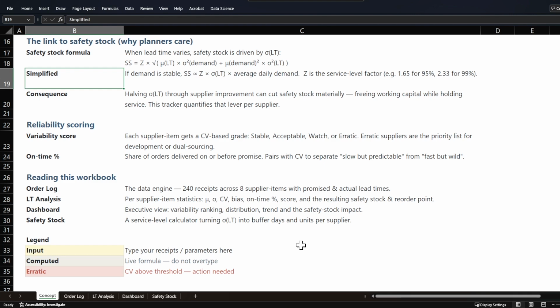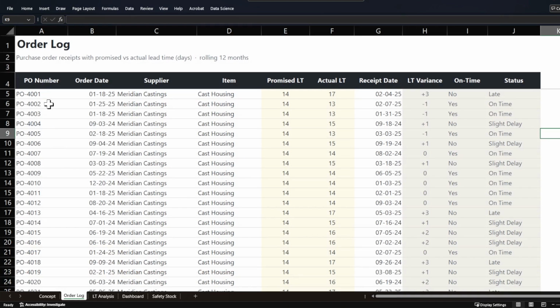So let's start with how we can calculate the lead time variability, how we can identify which supplier is at fault, and how to improve it. The basic input data is the order log. In the order log, you need to write the PO number. Usually you get it from any ERP dump. What was the order date? Which supplier you cut the PO for, and for which item, what was the promised lead time, and what is the actual lead time, and this is the receipt date whenever you have received this particular PO.